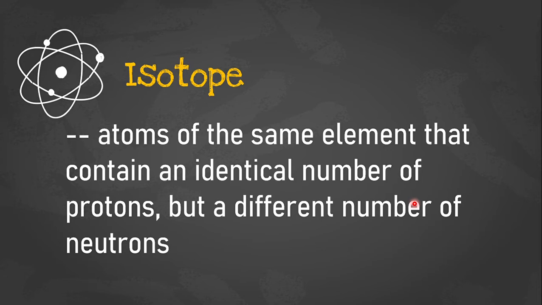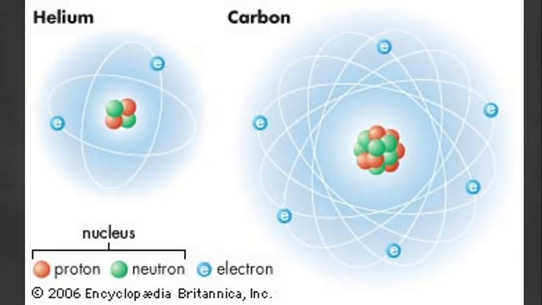For example, hydrogen. Lahat ito hydrogen ang tinutukoy ng isotope. But the difference with these atoms is that they have different numbers of neutrons. Therefore, since they have different number of neutrons, then they have different mass numbers. So para mas malinaw, let's have some examples. Pero before that, review muna natin again yung mga parts.